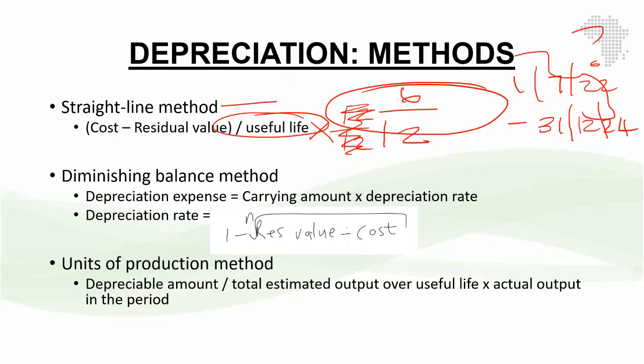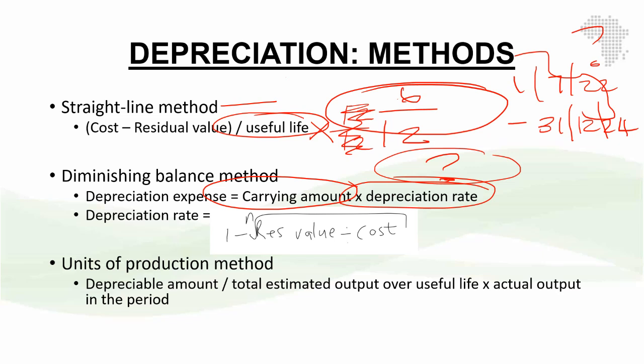Now, when we get to diminishing balance method, there's different ways it can be given to you. Your depreciation expense is calculated as your carrying amount times your depreciation rate. So your question can say to you, your depreciation rate is 15% or 20%, for example. But the question can also say to you that the company uses the diminishing balance method over a 20-year period. Then you do not have the depreciation rate. Then you first need to go and calculate your depreciation rate, because you need to have the percentage in order to calculate your depreciation.